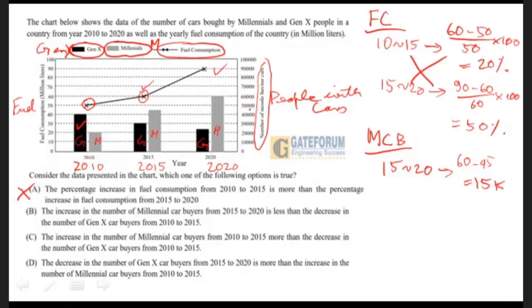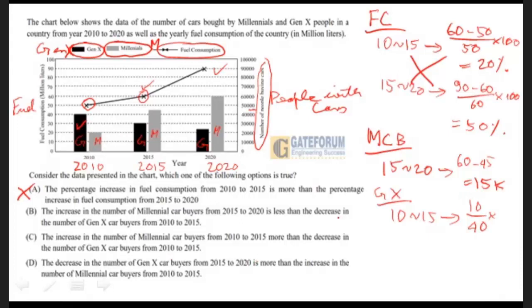Number of car buyers. We said that there are 3 zeros, remember? So that's 15K. Is it less than the decrease in the number of Gen X car buyers from 10 to 15? Okay, so this is Gen X. Gen X car buyers from 10 to 15 has indeed decreased. So the decrease is 30 minus 40. So the decrease is 10 based on a base of 40. 40 minus 30 is 10.